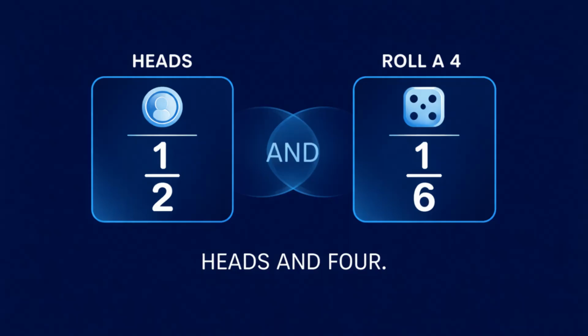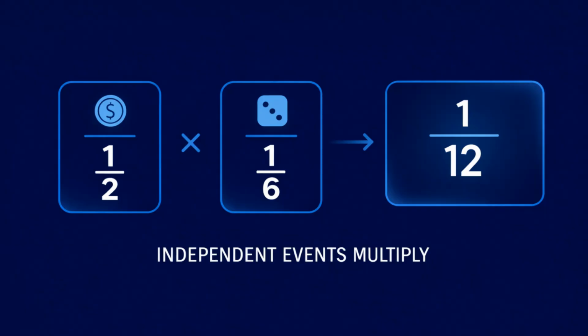Suppose we want the probability of flipping heads and rolling a 4. The probability of flipping heads is 1/2. The probability of rolling a 4 is 1/6. Because these events are independent, we multiply the probabilities. 1/2 multiplied by 1/6 equals 1/12.